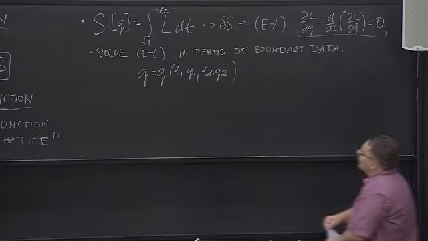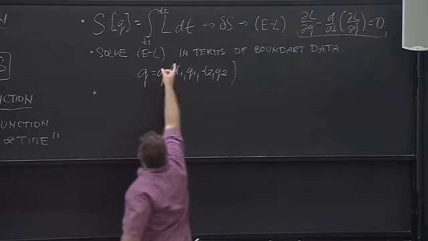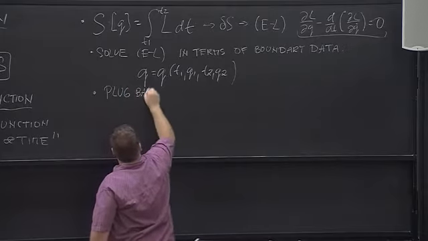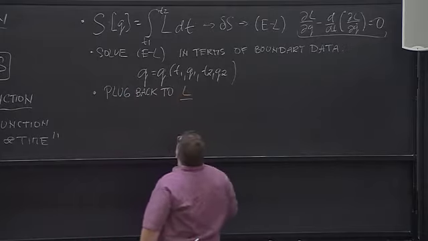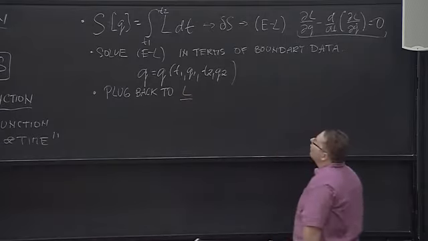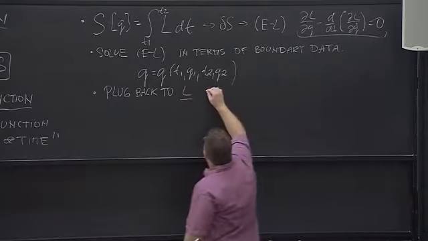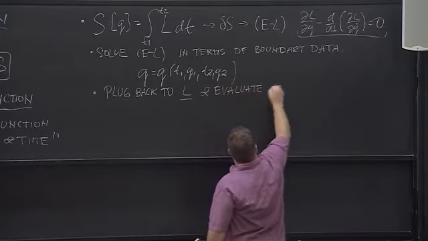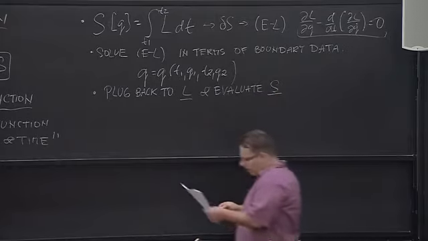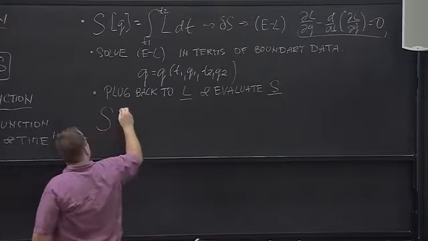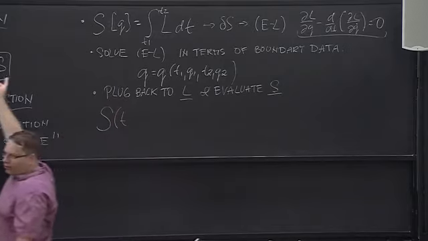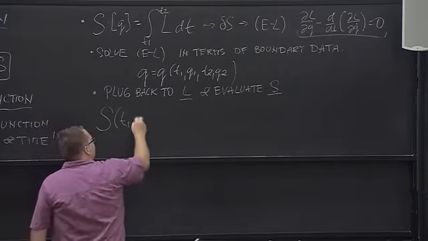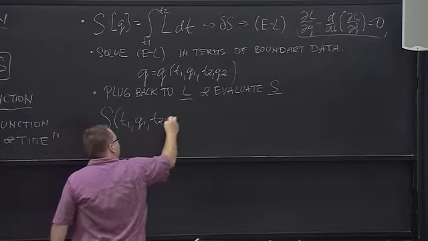Right? So that's the first step. Second step is to plug it back into the Lagrangian, so plug back into L, integrate and evaluate S. So what you are really doing is now your S will be a function, not a functional anymore of your trajectory, but a function of your boundary data. It will be a function of T1, Q1, T2, and Q2.